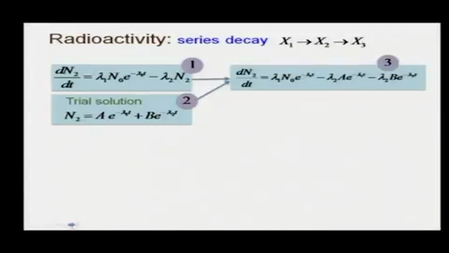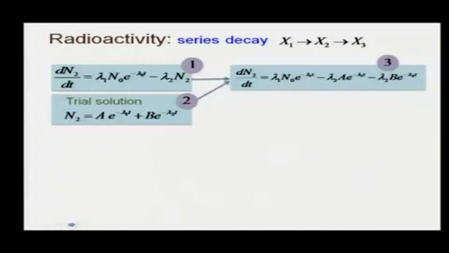Putting these two together, take our trial solution, equation 2, put this back in equation 1, the second term, that will give you dN2 by dt. The first equation, dN2 by dt, is equal to the first term intact, lambda 1 N0 exponential minus lambda 1 t.